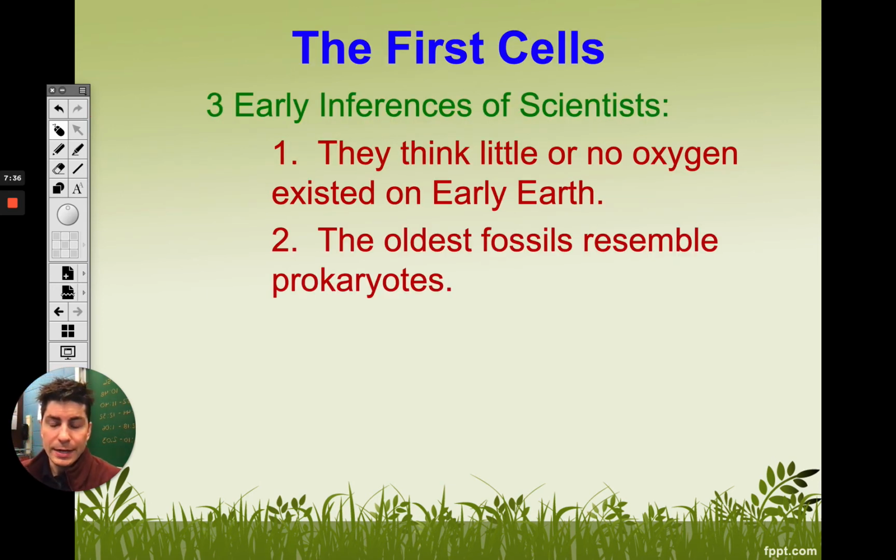Okay, so in our first cells, guys, our goal was to make a cell membrane with some nucleic acids inside, all right, that was able to function. So we think that at the beginning of Earth, there was little to no oxygen. And our oldest fossils that we can find actually look like prokaryotes. Now, obviously, they would have had RNA instead of DNA, but they did not have a nucleus. They did not have any organelles.